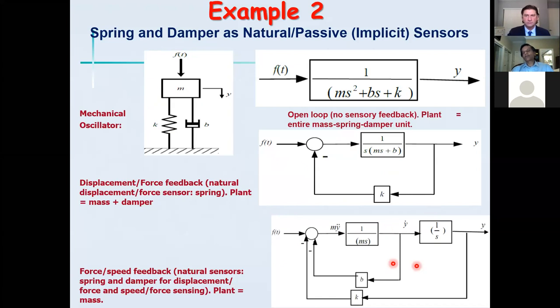Or we can also look at the same system like this. There are two feedback paths. You have the spring, you also have the damper. Now the damper functions as the speed sensor, speed force sensor, okay? So you have the displacement force sensor, which is a spring, and the speed force sensor.